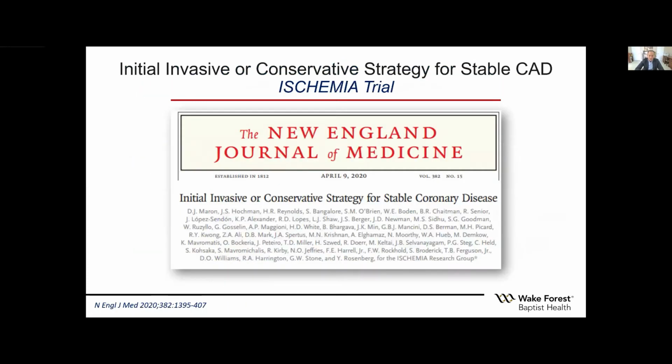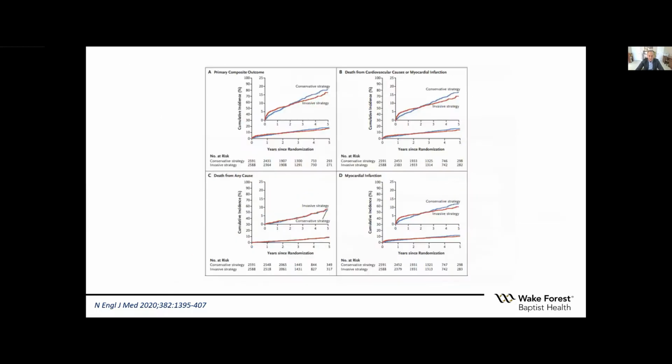Let's turn our attention now to another very recent high-profile trial. This is, of course, the ISCHEMIA trial, which was published in the New England Journal of Medicine last year. I think everybody viewing this webinar will be familiar with ISCHEMIA, which tried to address one of the most important questions in clinical cardiology. That is to say, in individuals with stable coronary disease, is there an advantage to either an initial invasive or a conservative strategy? This enrolled several thousand individuals who underwent stress testing as the initial strategy.